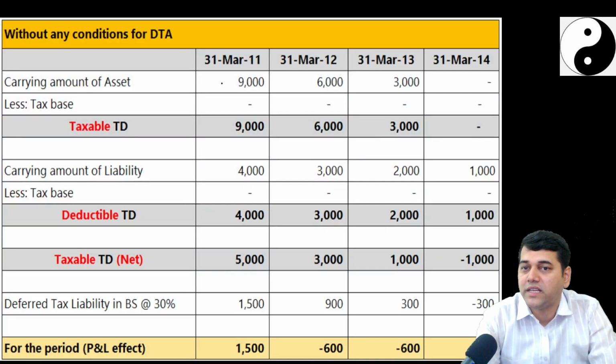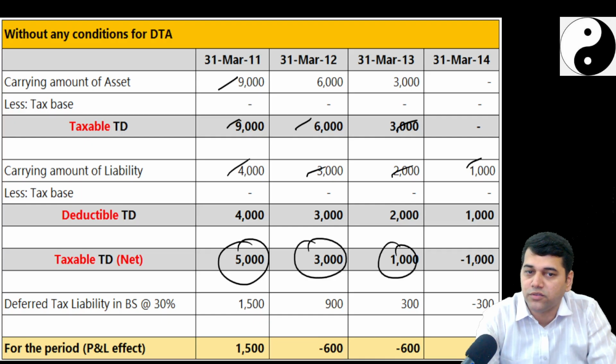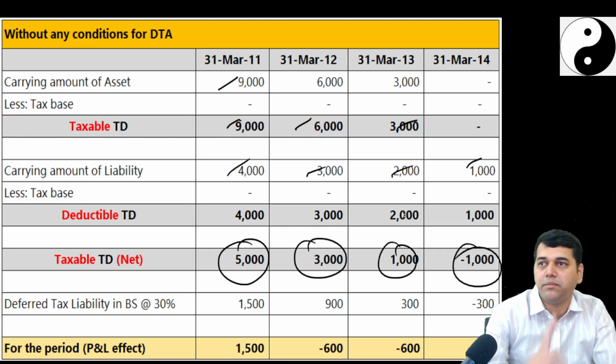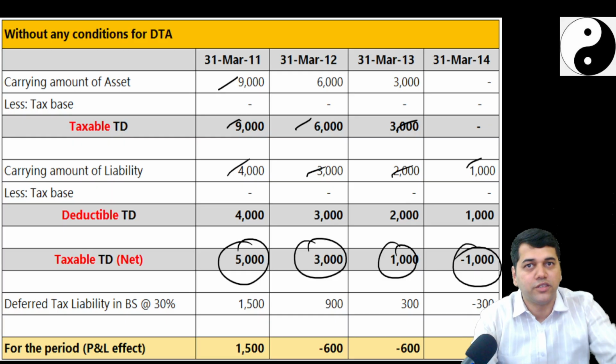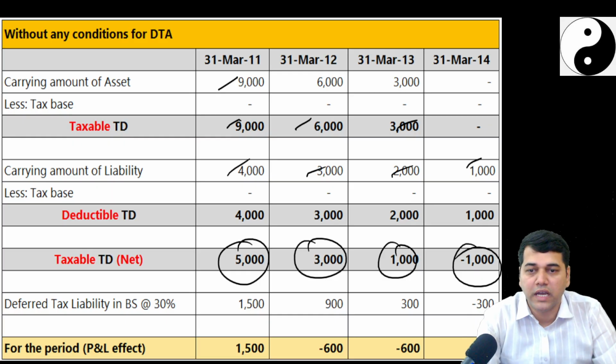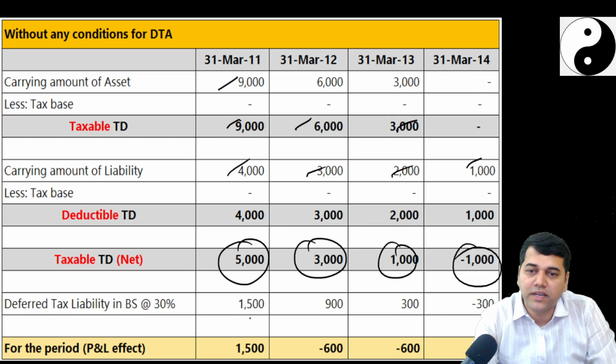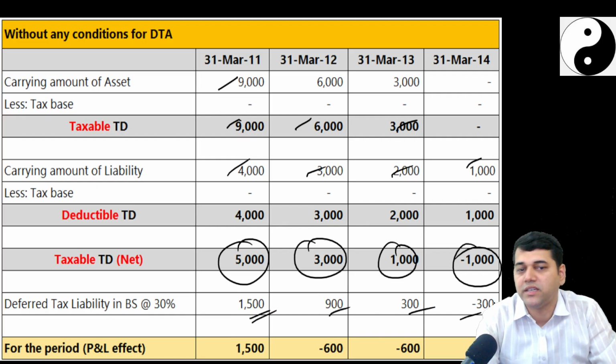So book value was 9,000. Tax base was nil. So 9,000, 6,000, 3,000. Carrying amount of the liability of 4,000, 3,000, 2,000, 1,000. So you have got a difference of 5,000, 3,000, 1,000, 1,000. You remember that example. It will remain 3,000, 3,000, 3,000, 1,000, 1,000, 1,000. Reversal is going to happen. So you will say deferred tax liability of 1,500, 900, 300, minus 300.